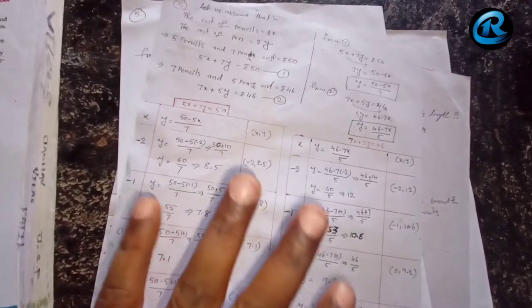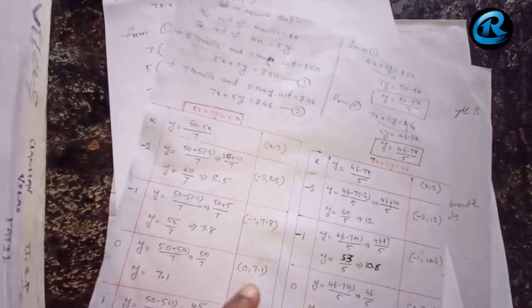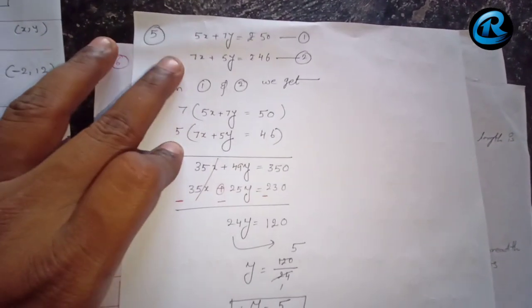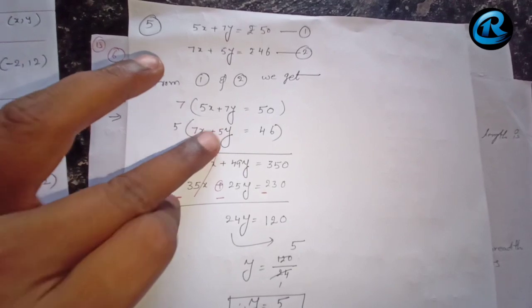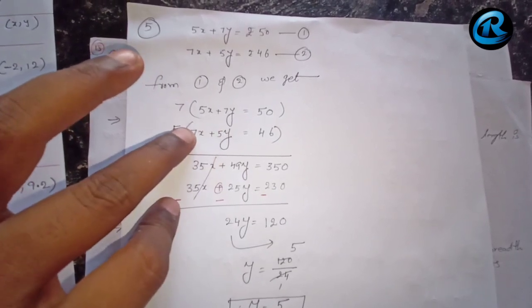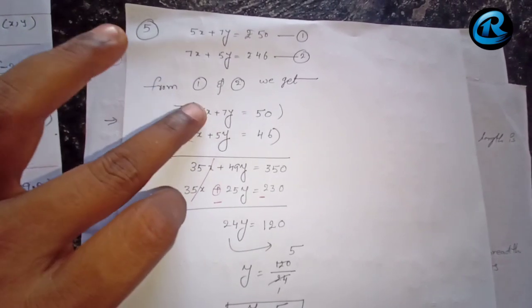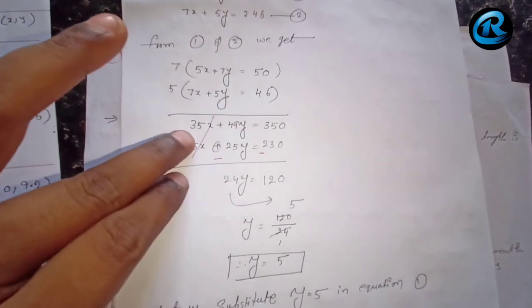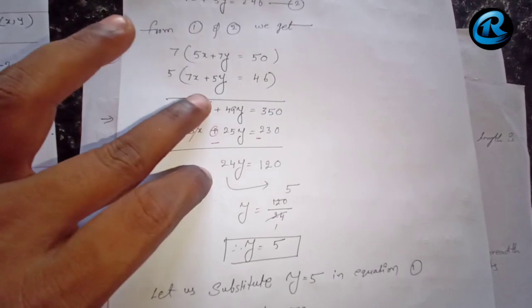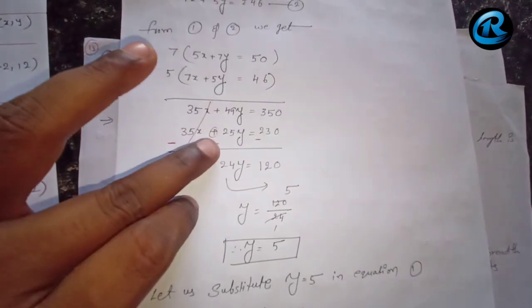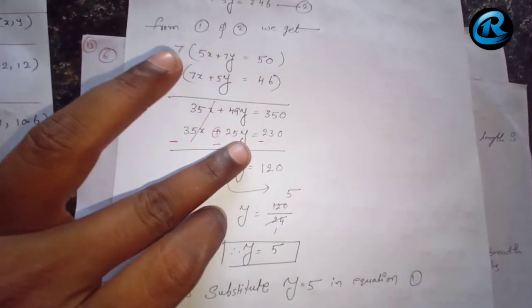Then we know that they are going to intersect at one point. What point are they going to intersect? Let us see by the elimination process. By solving this, the x coefficients and y coefficients are not equal. So I want to make the x coefficients equal. This 7 I will multiply here, this 5 I will multiply here. So I will get 35x plus 49y equal to 350, and with 5 I multiply, then I will get 35x plus 25y equal to 230.